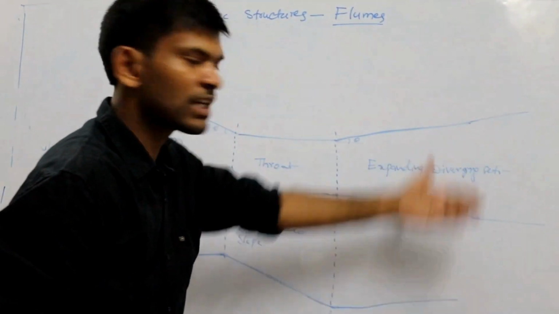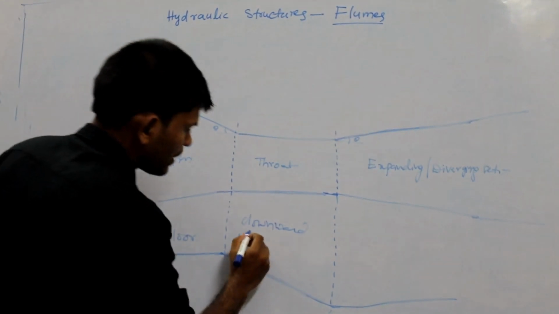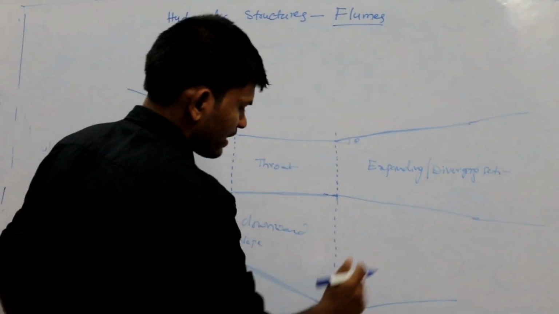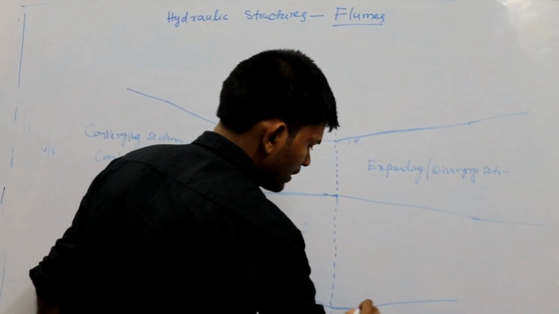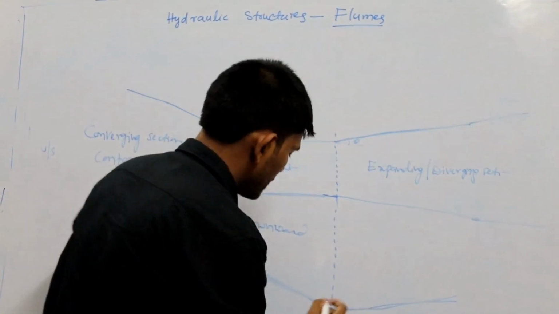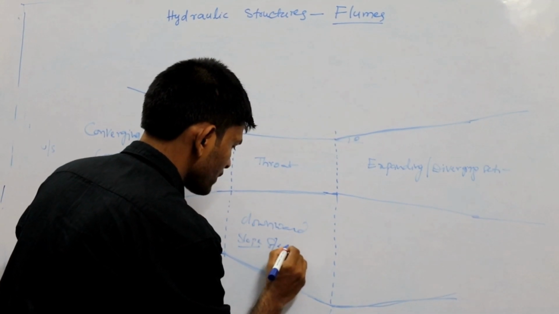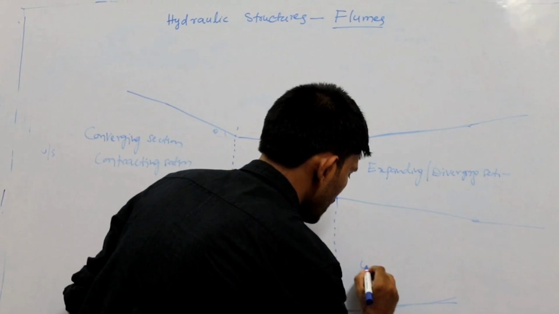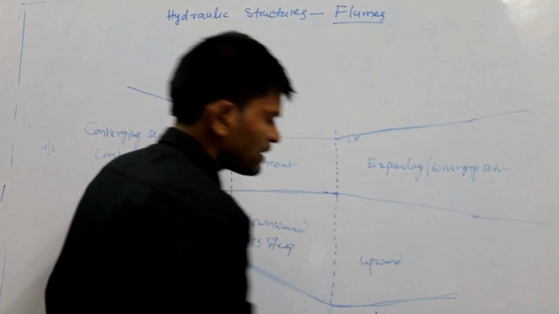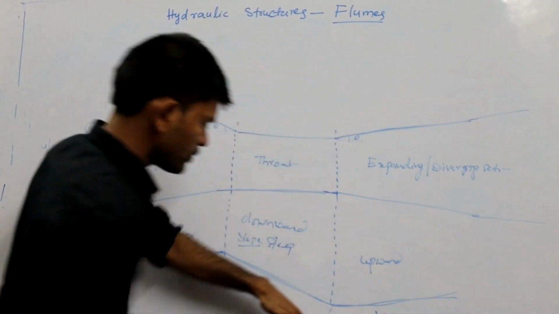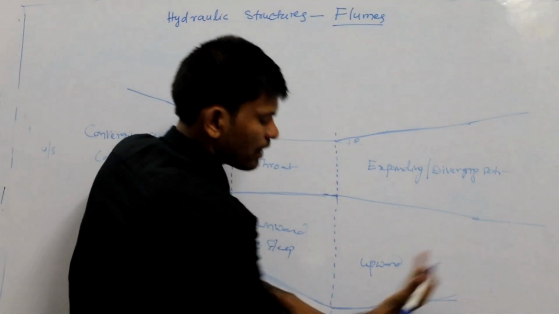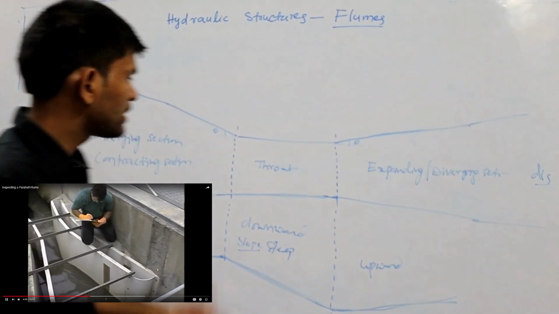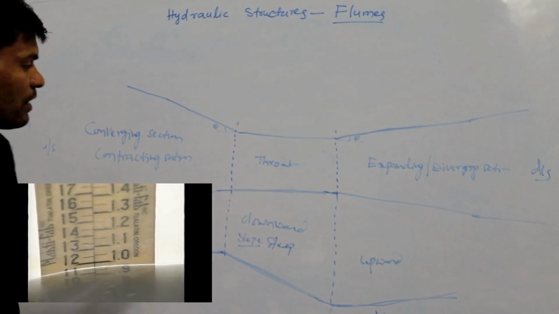Let us see what is the role of the expanding section. And this is your throat section. The throat section slopes downward, and the expanding section slopes a little bit upward. This is a steep slope, and the other is a mild slope. The slope direction is a little bit upward. This is your upstream, and this is your downstream. This is the simple construction of your partial flume.